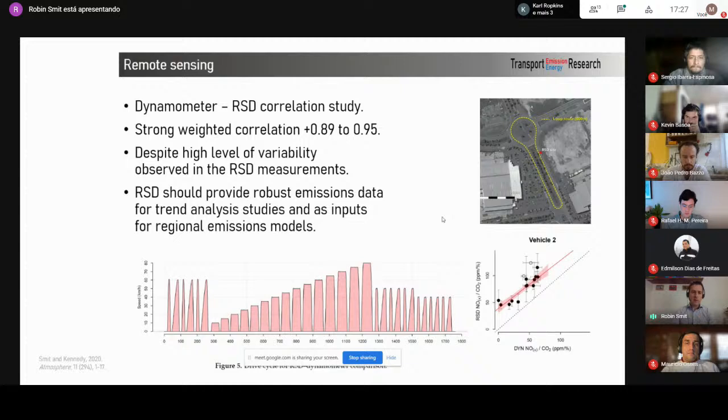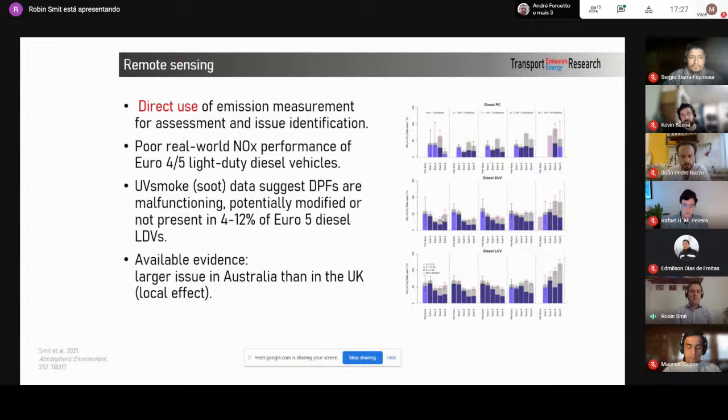And that's despite the high level of variability in RSD measurements. So the conclusion was that RSD should provide robust emissions data for trend analysis studies and as input for regional emission models. But I think it's also important to note that emission measurements can be used directly for assessment and issue identification. So we looked at 10 years of remote sensing data that we conducted around Australia.